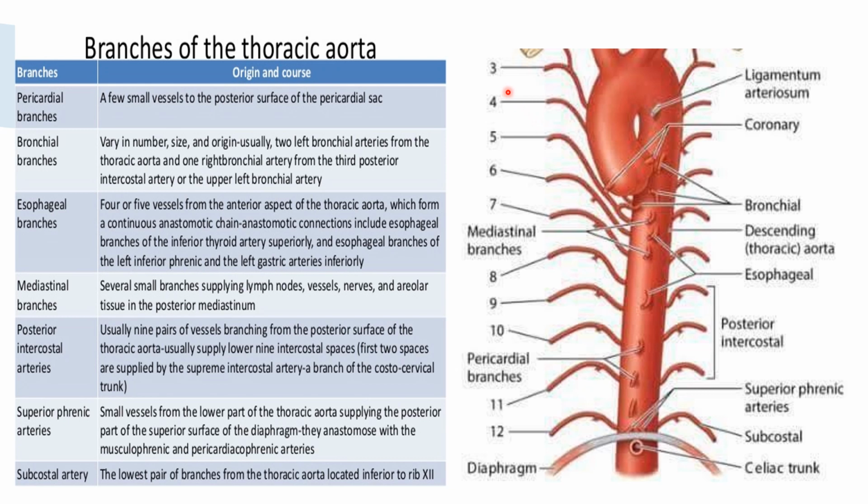So these are the branches we can make out, the posterior intercostal arteries supplying the intercostal spaces. Then we have the superior phrenic artery. The name itself tells you that it supplies the diaphragm. These are small vessels of the lower part of the thoracic aorta supplying the posterior part of the superior surface of the diaphragm, and they anastomose with the musculophrenic and pericardiophrenic arteries. This is the superior phrenic artery.